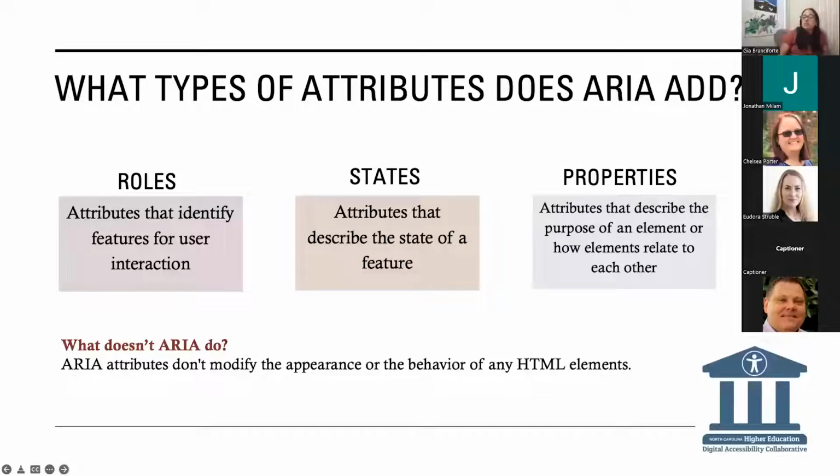What types of attributes does ARIA add? So there's three types of attributes in ARIA. You don't actually have to know whether an attribute is a role, a state, or a property in order to use it. But because a lot of documentation will refer to these things as roles, states, and properties, it's at least helpful to know what they mean. So a role is an attribute that identifies a feature for user interaction. A state is an attribute that describes the state of a feature. And a property is an attribute that describes the purpose of an element or how elements relate to each other. So either the purpose or a relationship.